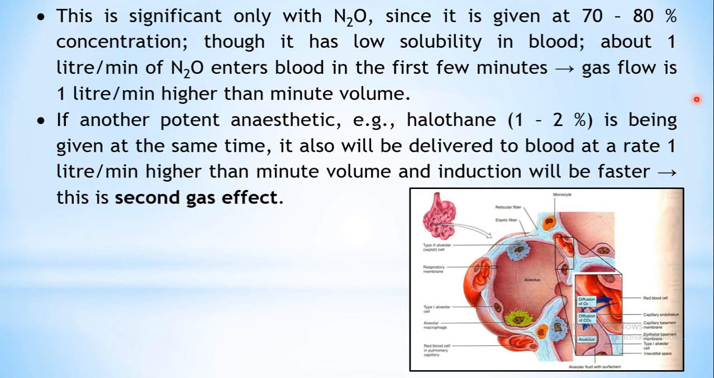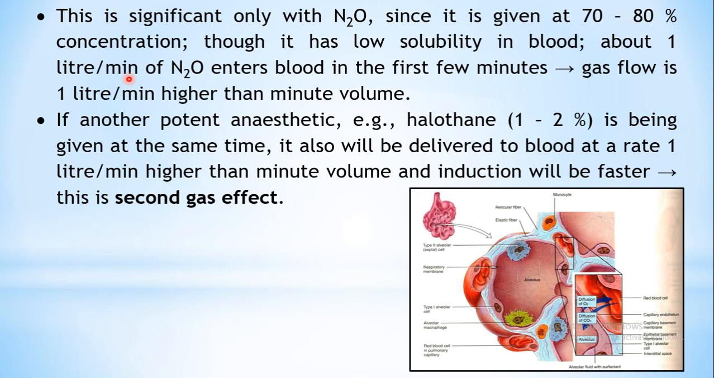Here the gas flow is 1 liter per minute, higher than the minute volume. Minute volume is the amount of air which you breathe in one particular minute. So here the entry of nitrous oxide is occurring at a very fast rate, because it is administered in a very high amount. More and more anesthetic will be sucked in, and it will enter your blood circulation at a rate of 1 liter per minute.